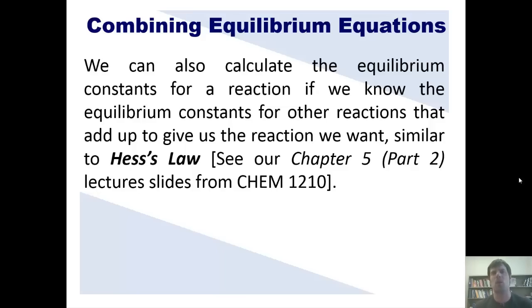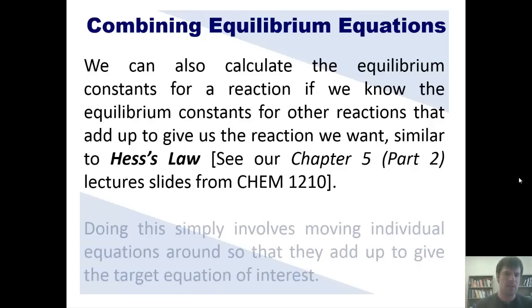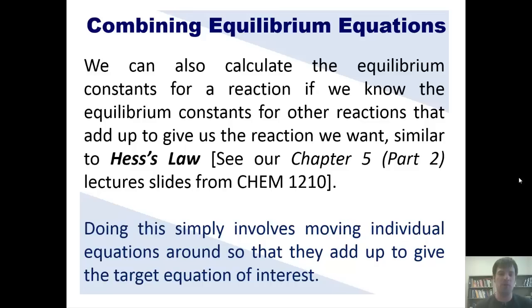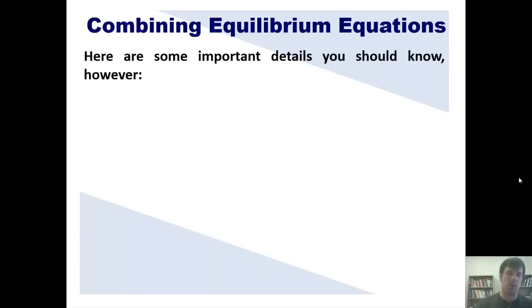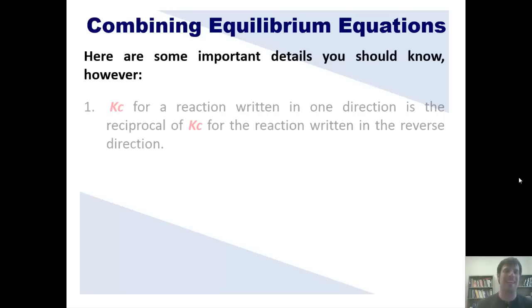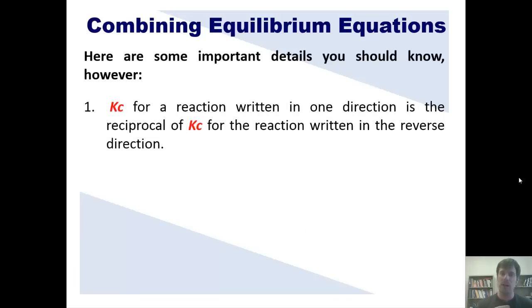This is reminiscent of what we did with thermodynamic data from Hess's law, hailing back to the Chapter 5 lecture, which I'll link right here. So doing this simply involves moving individual equations around so that they add up to give the target equation of interest. Here are some important details you should know, however. First, Kc for a reaction written in one direction is the reciprocal of Kc for the same reaction written in the opposite direction. In other words, Kc in one direction is equal to 1 over Kc of the reverse direction.